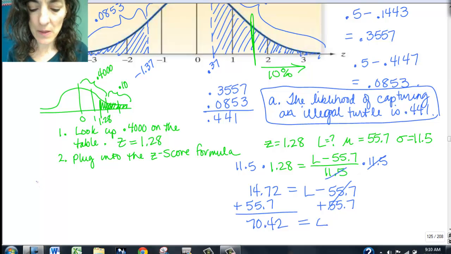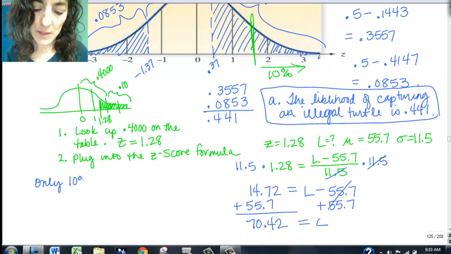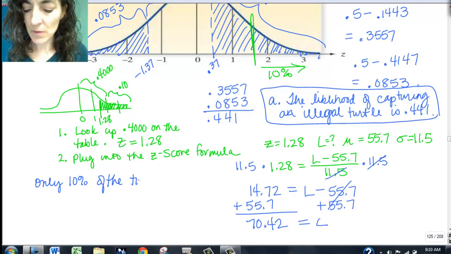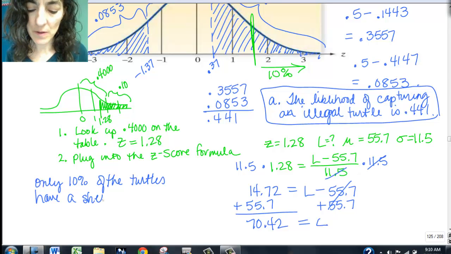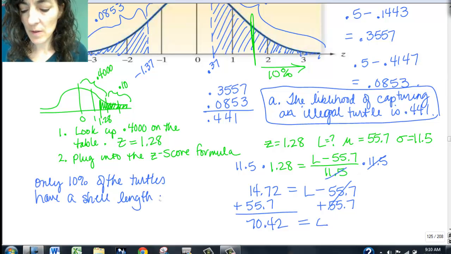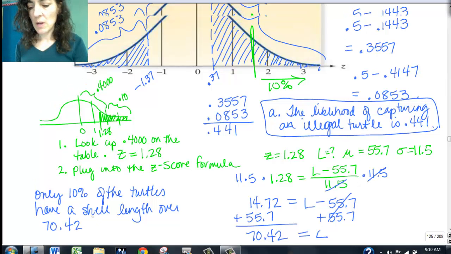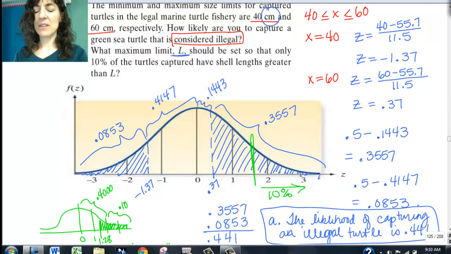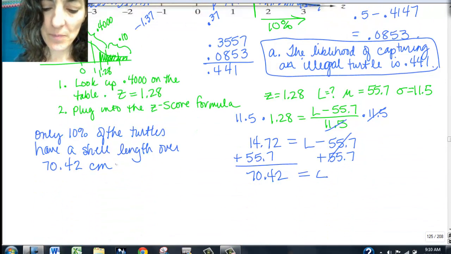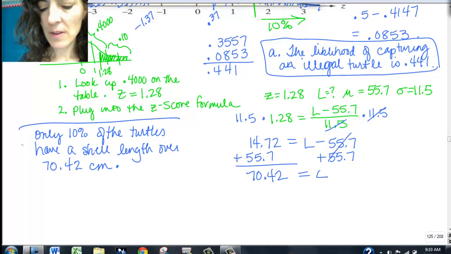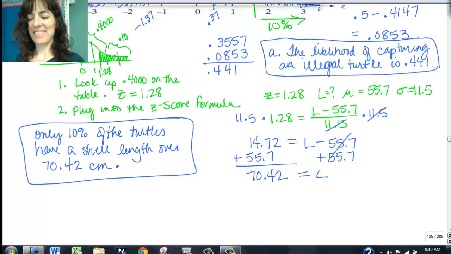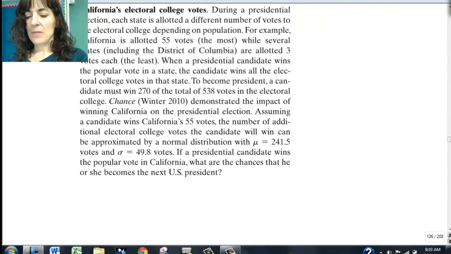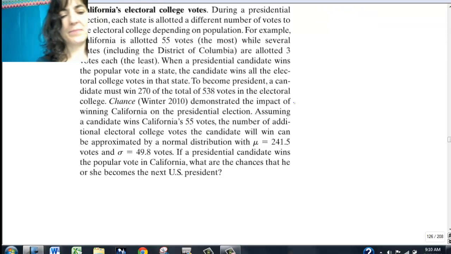So that tells me that only 10% of the turtles have a shell length over 70.42, and I believe it was centimeters. Let's double check. Yeah, there it is, centimeters. Okay. 5.49.